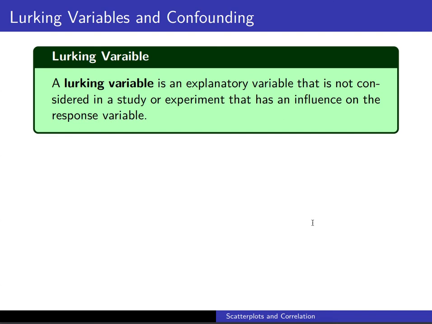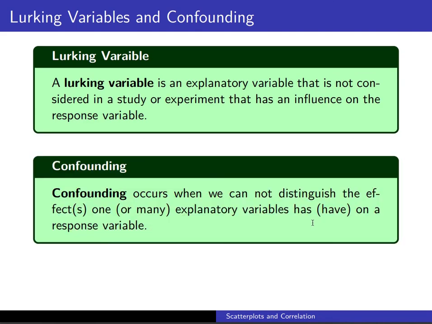So a lurking variable is like it's lurking in the shadows. It has an influence on it, but it's not something that was considered in the study or the experiment. So if we're only considering paw size for the dog, there could be other things that affect the dog's weight besides the size of its paws. Confounding, on the other hand, is when we have too many variables going on at once, and we can't isolate the effects or distinguish the effects of one of them that it has on the response variable.